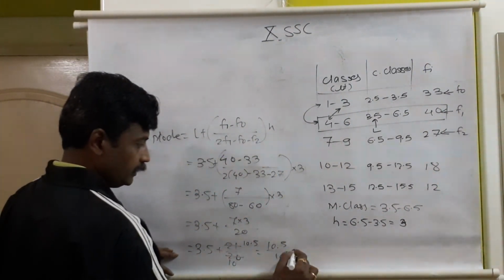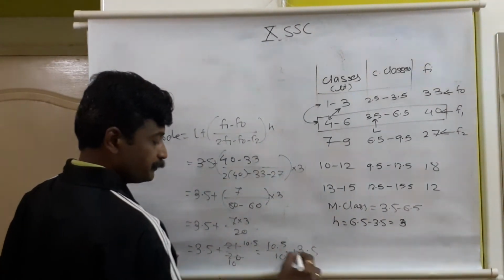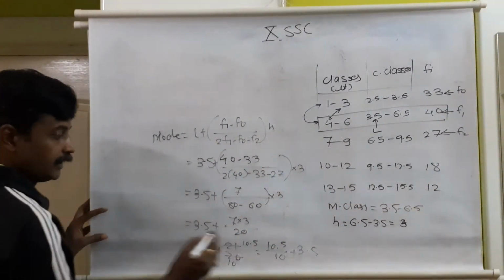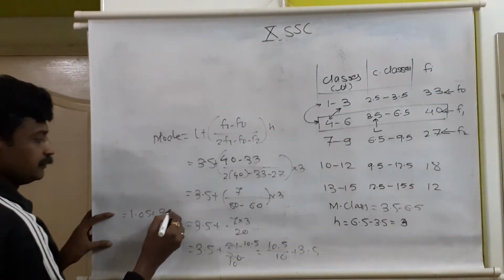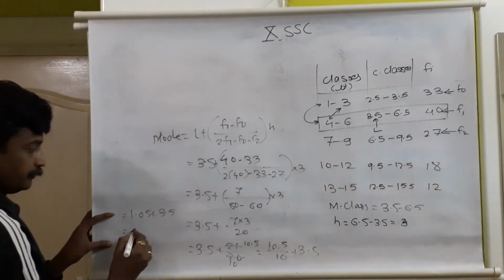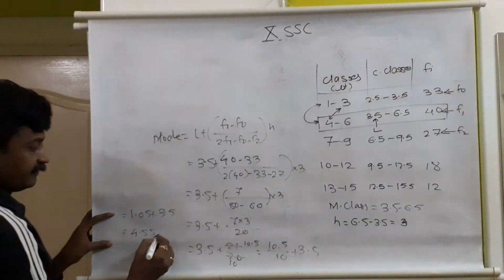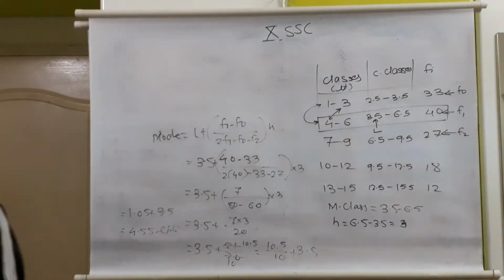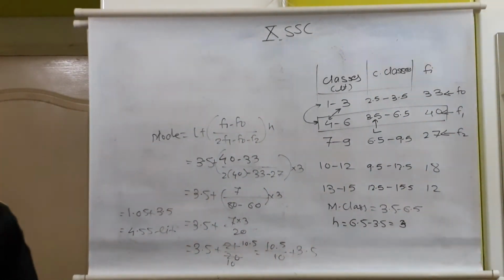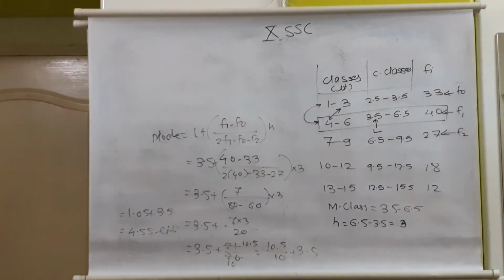10.5 upon 10 is nothing but 1.05, plus the next is 3.5. The total of both will come to 4.55, and the question is related to liters. So the solution is 4.55 liters will be the mode of the volume for question number 2. Solve sum number 2, page number 148.